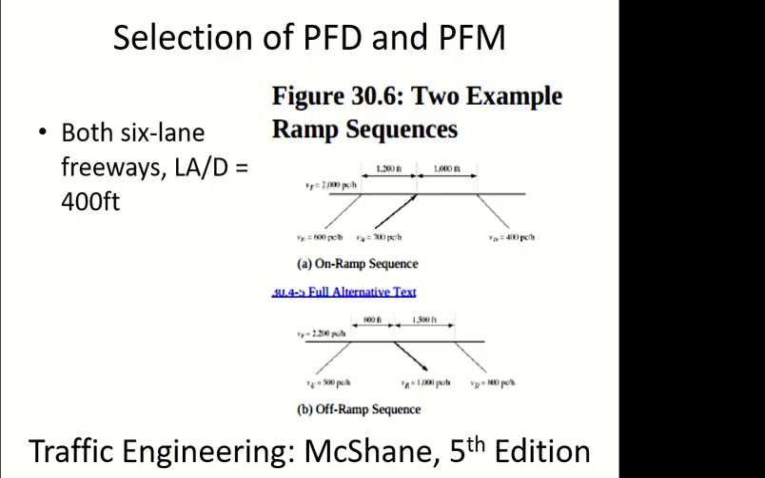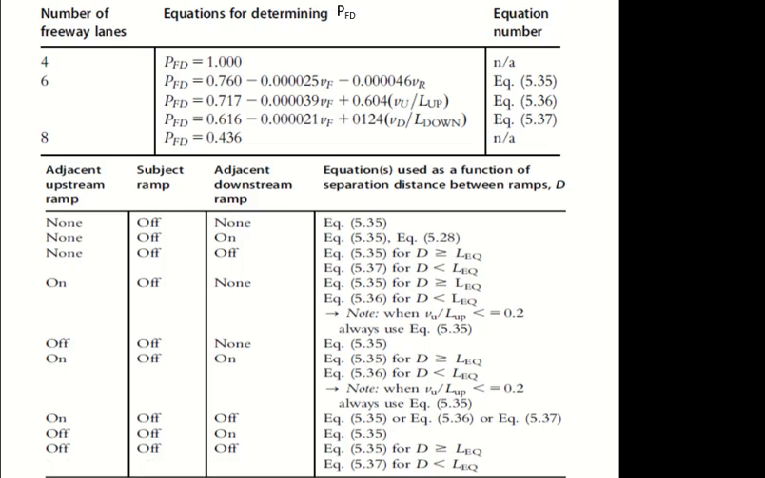Then moving on to the second example, which is for the diverge segment. You have the off ramp here. So again, the upstream ramp is on and the downstream ramp is off. Okay, and you have everything here. Now if I look into this table, 6-lane freeway, I have three possibilities, these three equations. I have to use one of them.